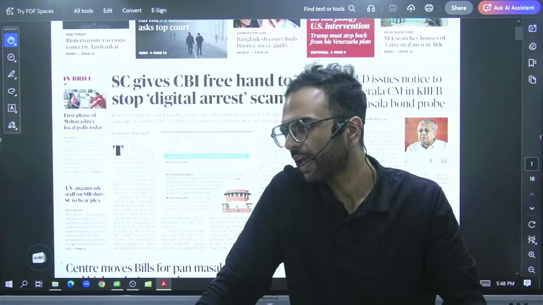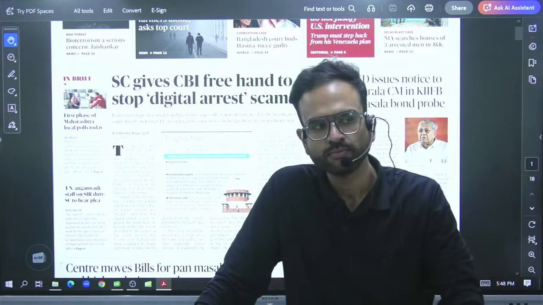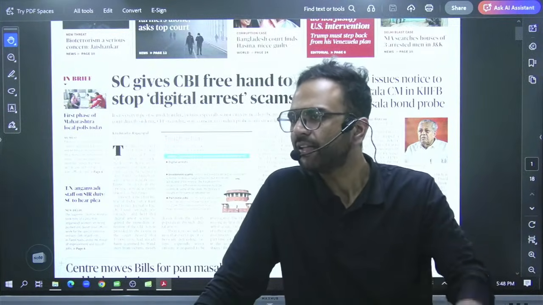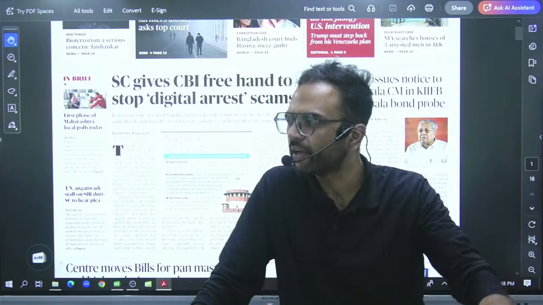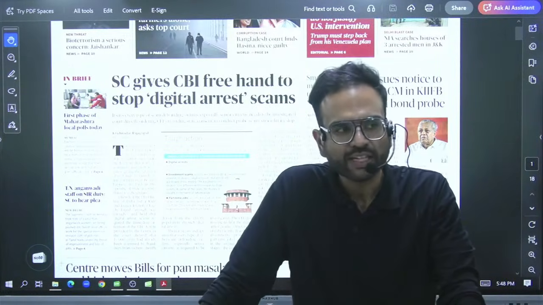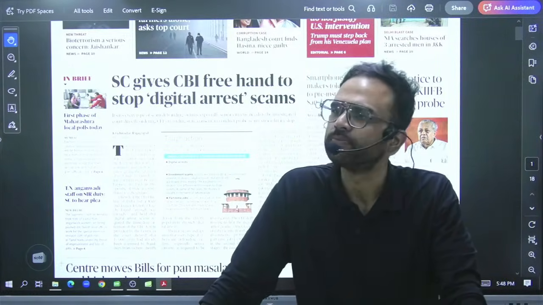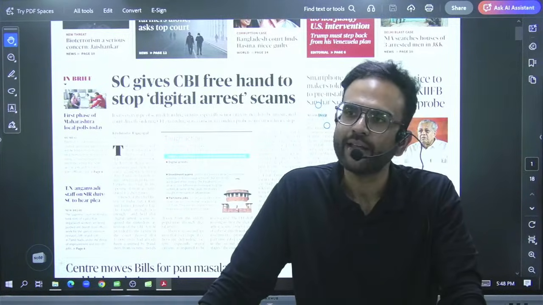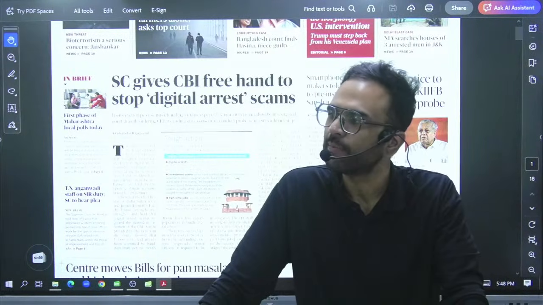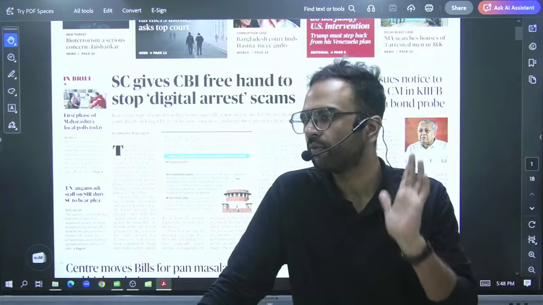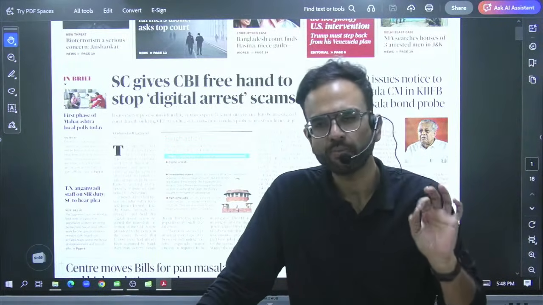They can switch on your camera. They can access your mails, records, everything. Basically, they have complete control over your data. And the existence of such a vulnerability is not known. Such a problem is called zero-day vulnerability. An example for that is Pegasus. You can note that down too. Digital arrest, zero-day vulnerability. These two terms can appear in prelims.